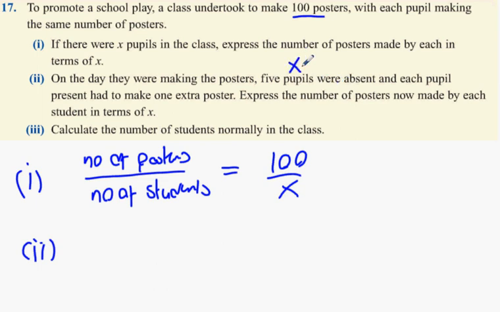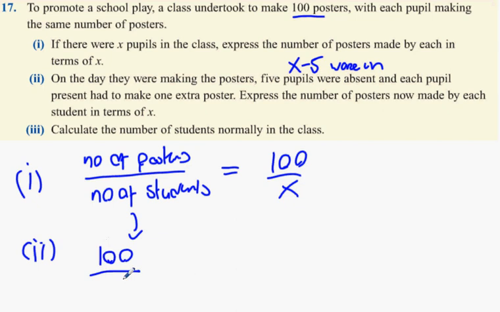I'm going to pause it here. What this means is that if we were going to make 100 over x posters each, but people didn't turn up, so we had to make 100 over x minus 5 each. Which one's the bigger number? The 2 green boxes, which one's the bigger number? The second one, because that's when we make more posters, because there's people missing.